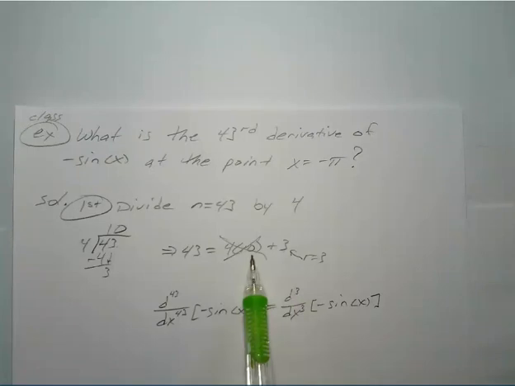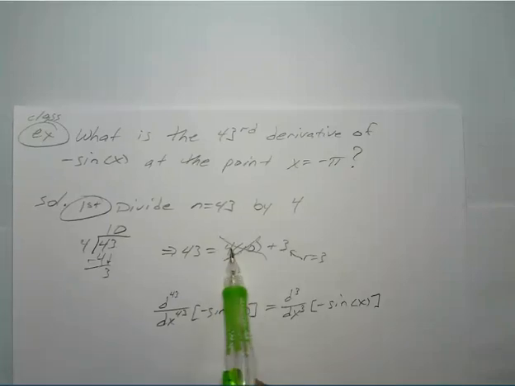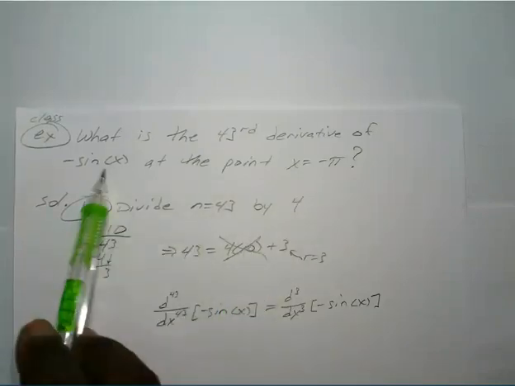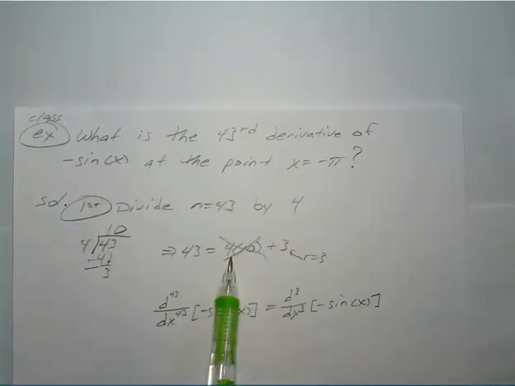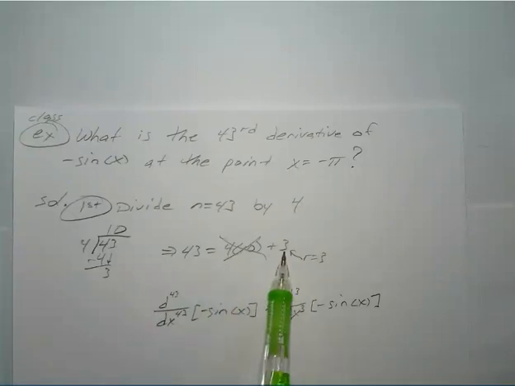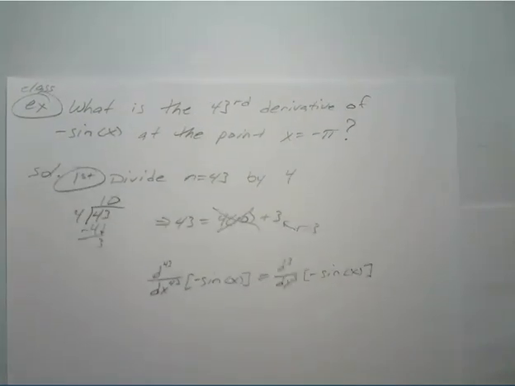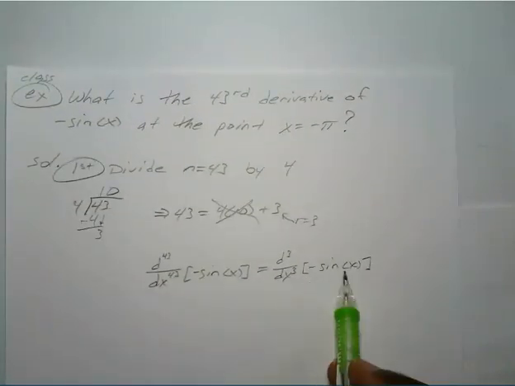Okay, so that's why I was saying that at some point you're just going to skip the second step, because once you realize 4 times anything will give you exactly where you started, there's no point in going through all of those when you know the remainder is what is going to matter. So that means we just have to find the third derivative of negative sine of x.